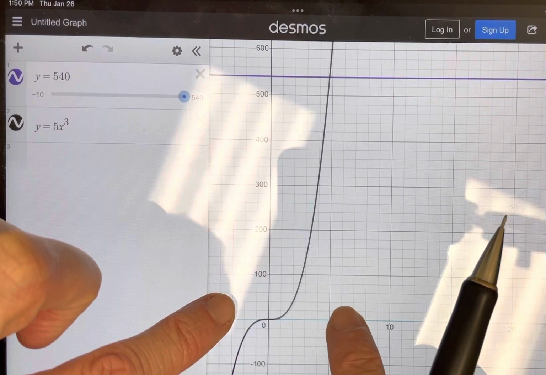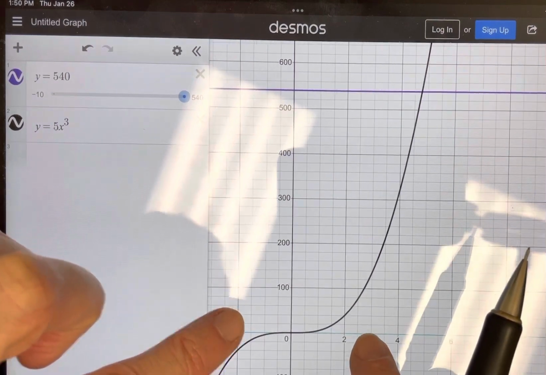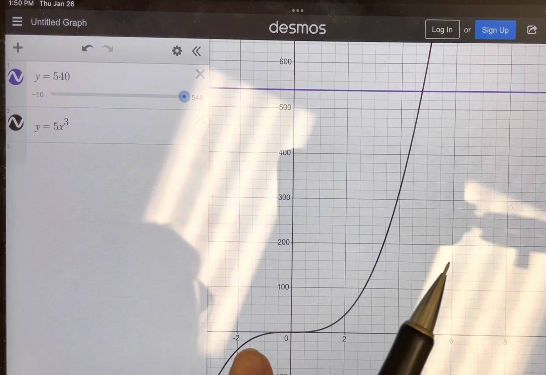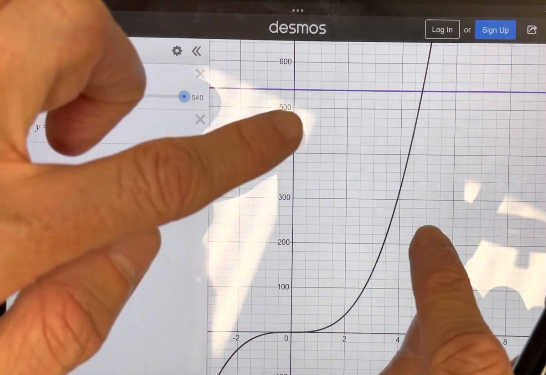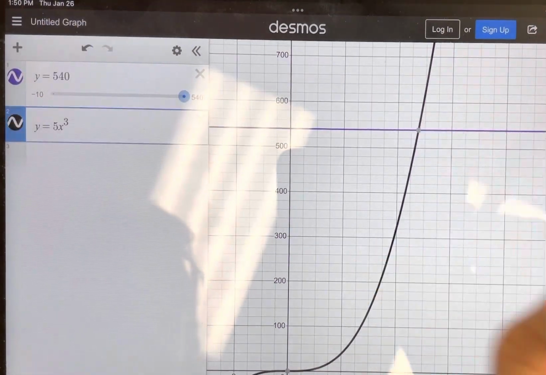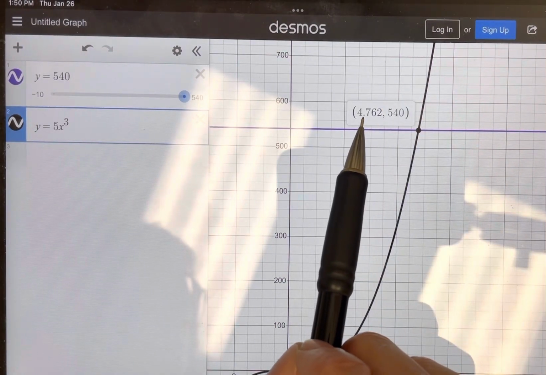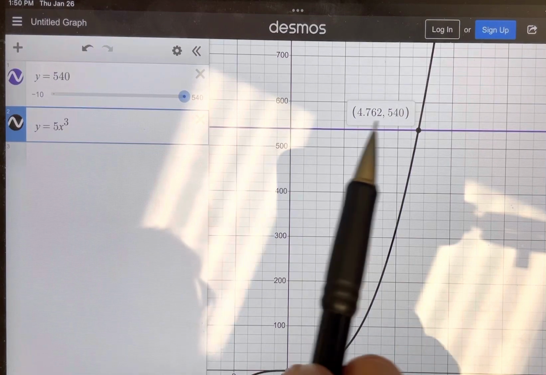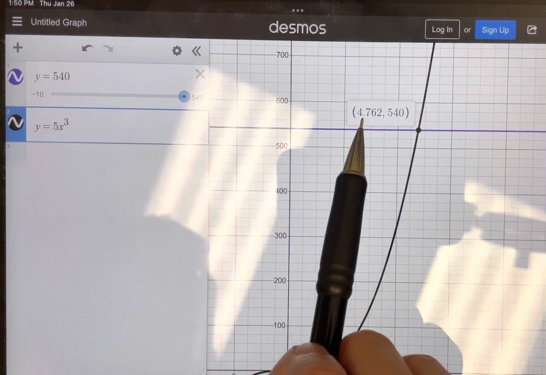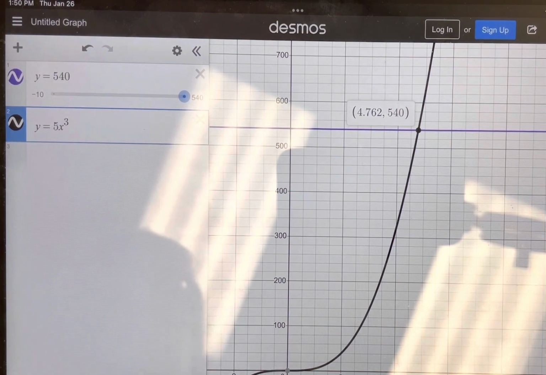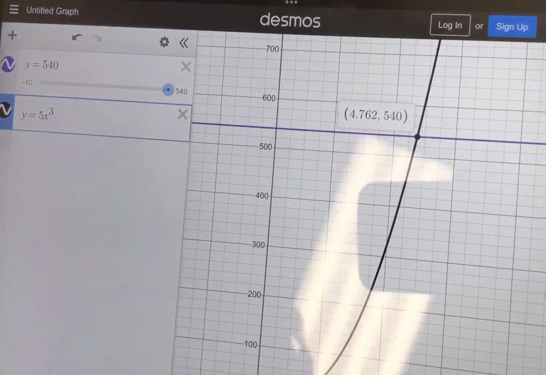Okay, so you can see the cube function in my case is in black. It comes from down below and goes up. And the question, of course, is where they intersect. Well, they intersect right there. And there you go. They intersect when x is equal to 4.762, Desmos tells me. I just rounded to the hundredth, 4.76. So there you have it, solving that first one both algebraically using the inverse function and graphically.